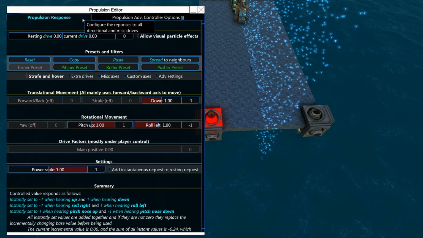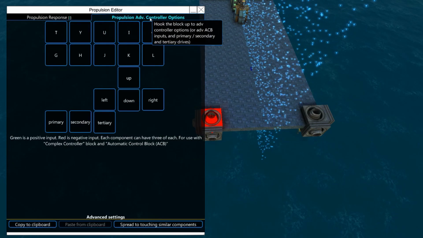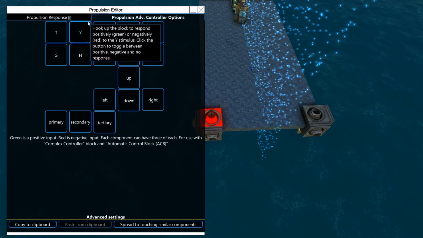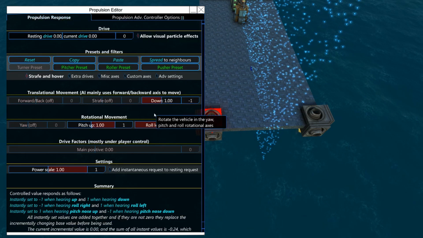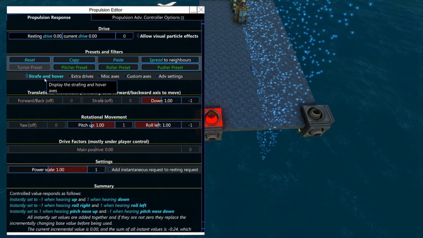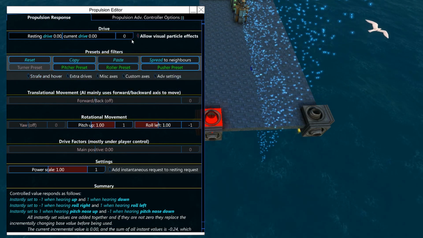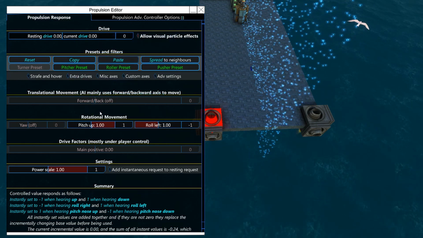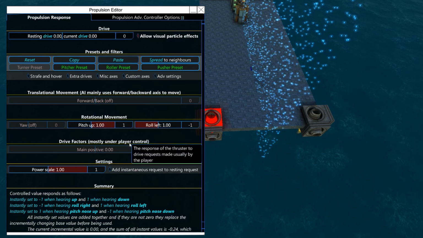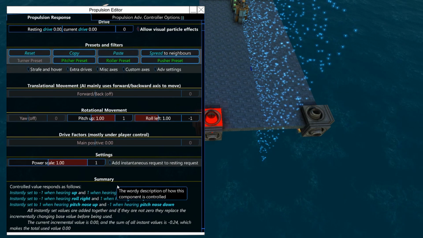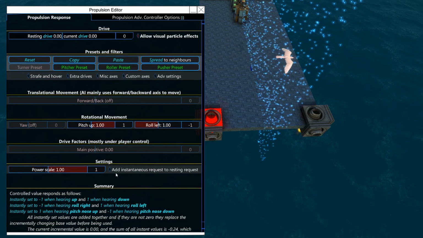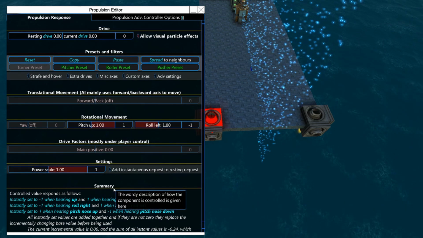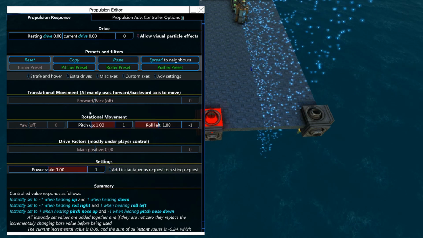The most important tab here is the propulsion response. We can get into the advanced controller options if we want to, but realistically, you can get from an advanced controller to the propulsion response area without much trouble. And I'm going to turn off the strafe and hover here for a moment just to see what this looks like by default. What we have here is the drive section, the presets and filters, translational movement, rotational movement, drive factors, and settings, and summary. That's a lot of information. Honestly, most of it you don't need to interact with when you start dealing with a thruster. So what we're going to do here is just start from the top and walk our way through.